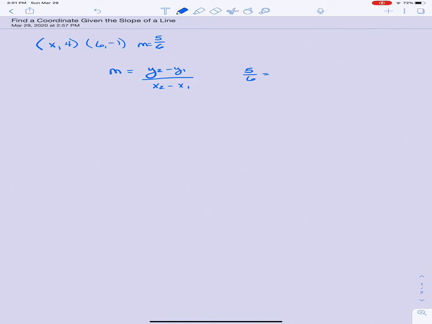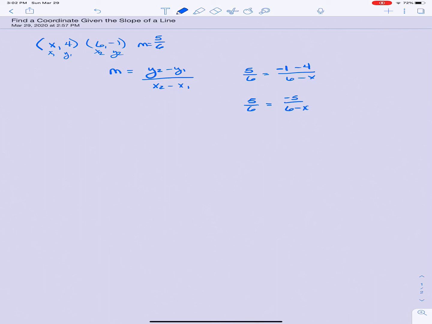We're going to go ahead and label these. This is x sub 1, y sub 1. This is our second point and our second y. So now we can just substitute. So I have negative 1 minus 4 over 6 minus x. Okay? And so now we're going to solve this equation. So here we go. 5/6 equals, well, negative 1 minus negative 4 gives me negative 5 over 6 minus x.